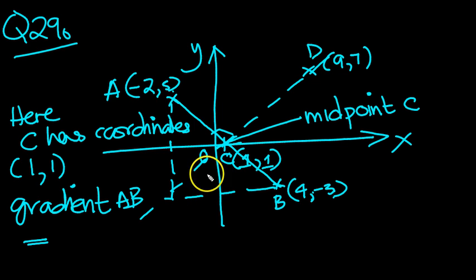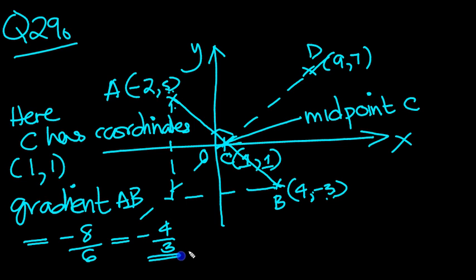There we go. So it's a negative gradient. The change in y, 5 to minus 3, is a decrease of 8, so it's minus 8. And on the x's, we go from minus 2 forward to 4, so that's forward 6, so that's minus 4/3. So there's the gradient AB. Now the gradient CD.